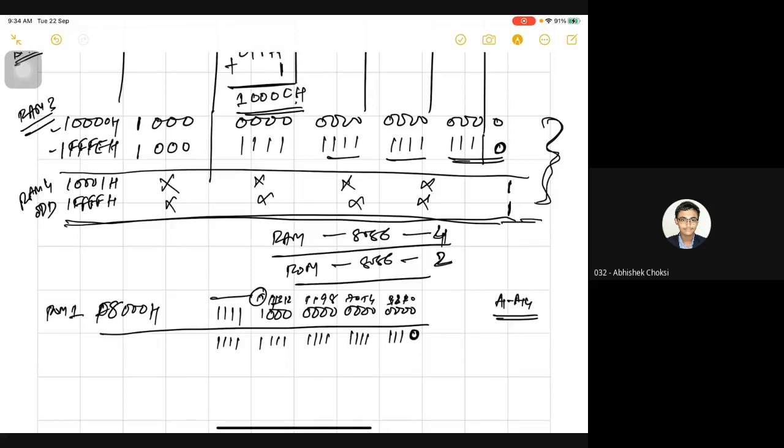If you convert this number into hex, this will be FFFFEH. Done.